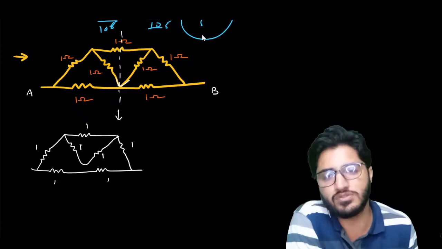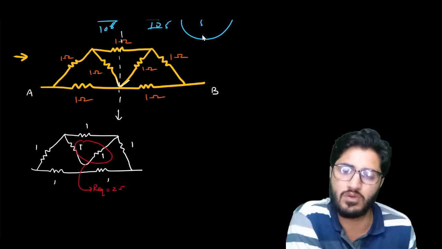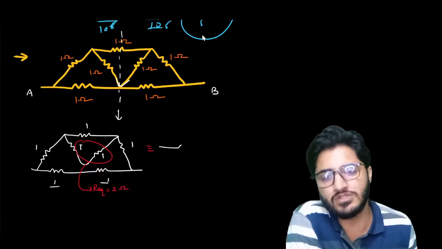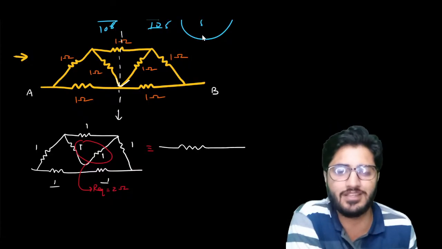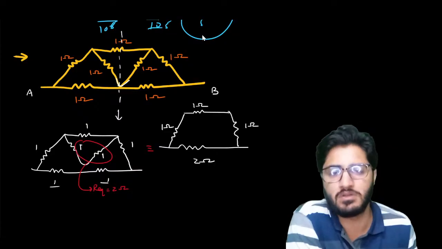Look, these two are in series, so their R equivalent will be how much? 2 ohm, no? So I will just make one more. Now it is boring, no? Look, this one and this one is 2 also, so it is boring now making these diagrams. It is 2 ohm. Then 1 ohm, 1 ohm, 1 ohm, 2 ohm.